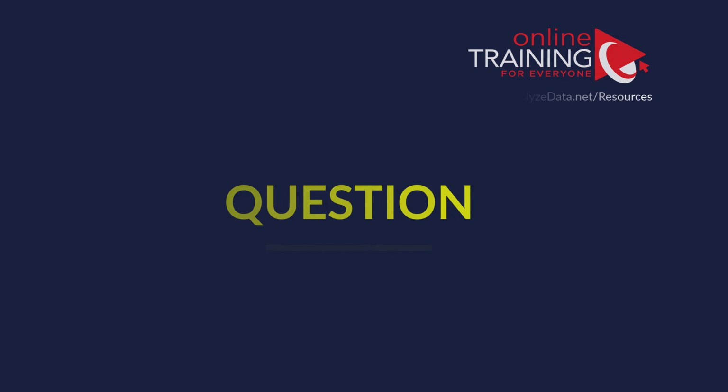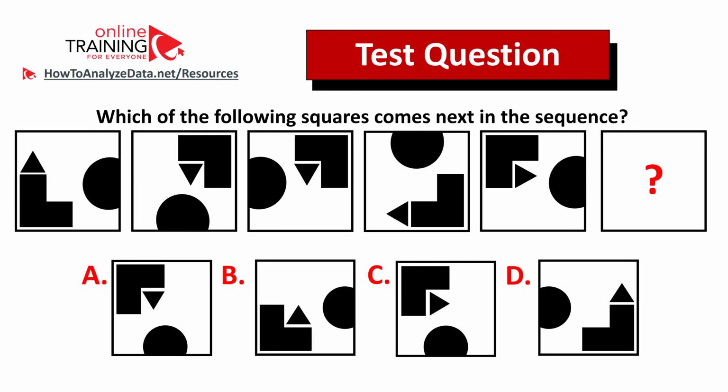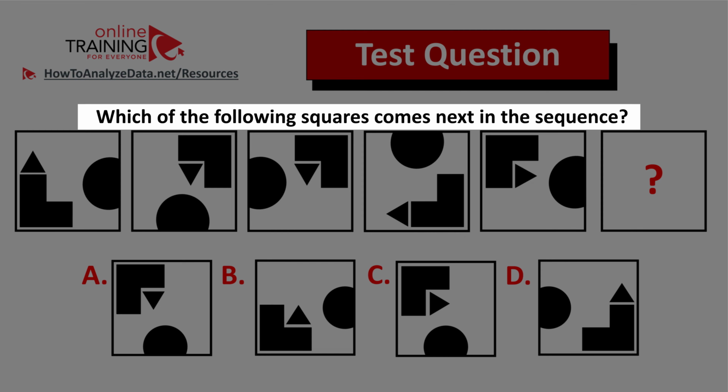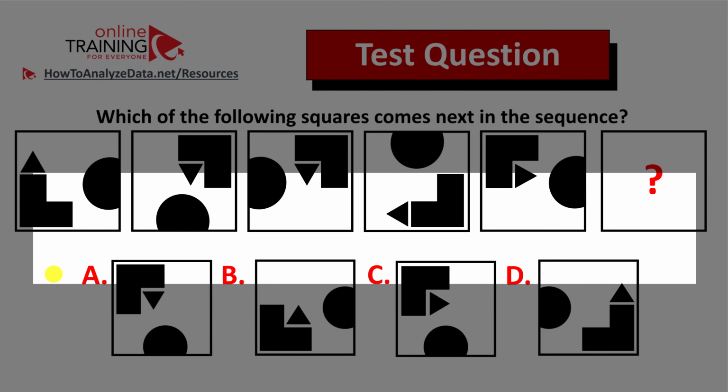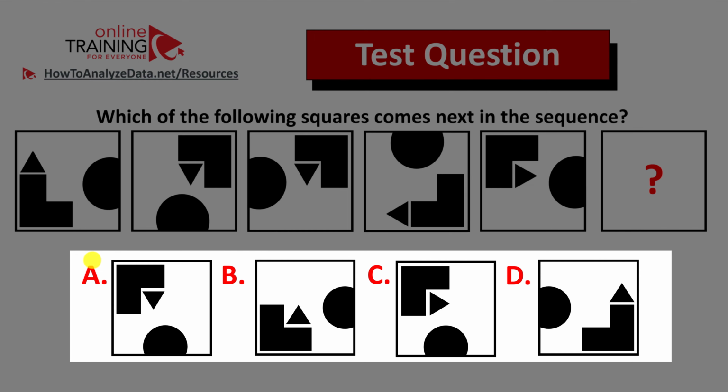Let me share with you a tricky question which tests your pattern recognition as well as analytical skills. Which of the following squares comes next in the sequence? You're presented with the sequence of 5 squares, and the 5th square is missing. And you have 4 different choices to choose from: A, B, C, and D.